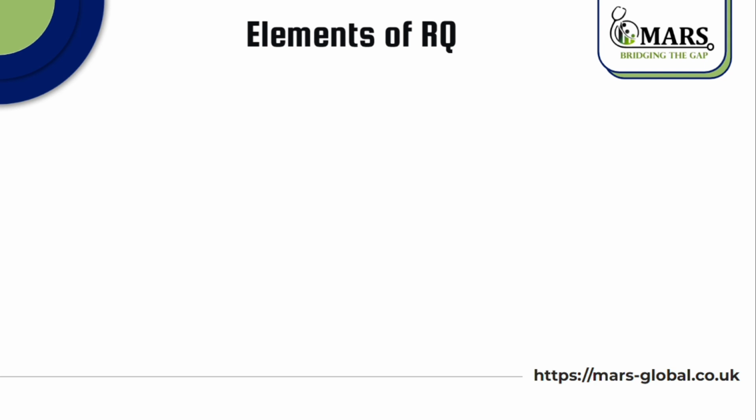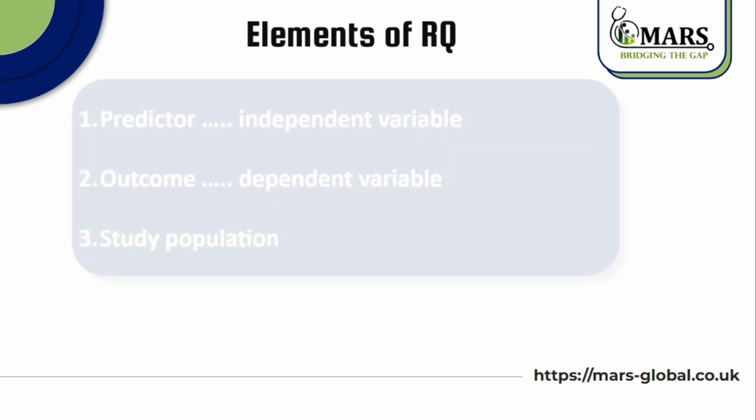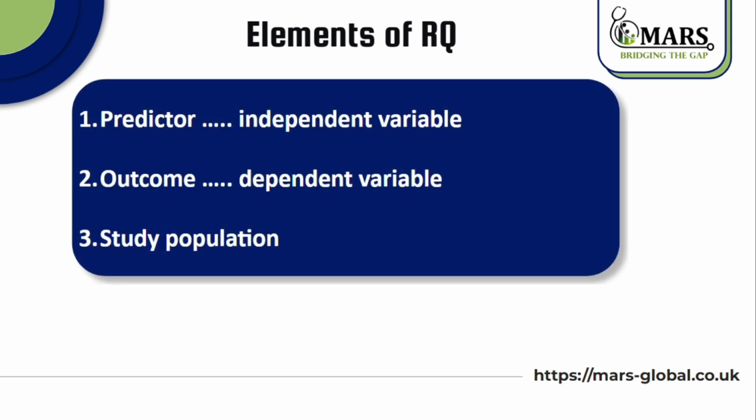So now it's time to talk about the elements of the research question, which includes these three key variables that we need to consider: the predictor, the outcome, and the last one is the study population. I'm going to point out what they are.